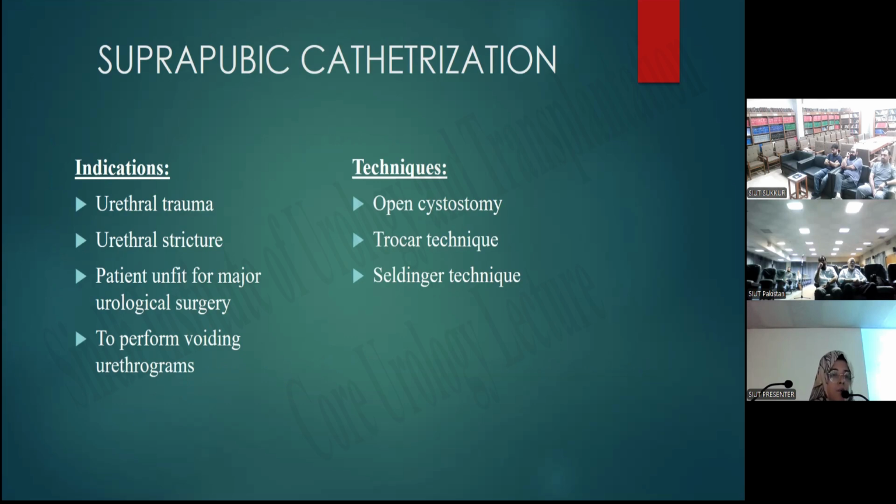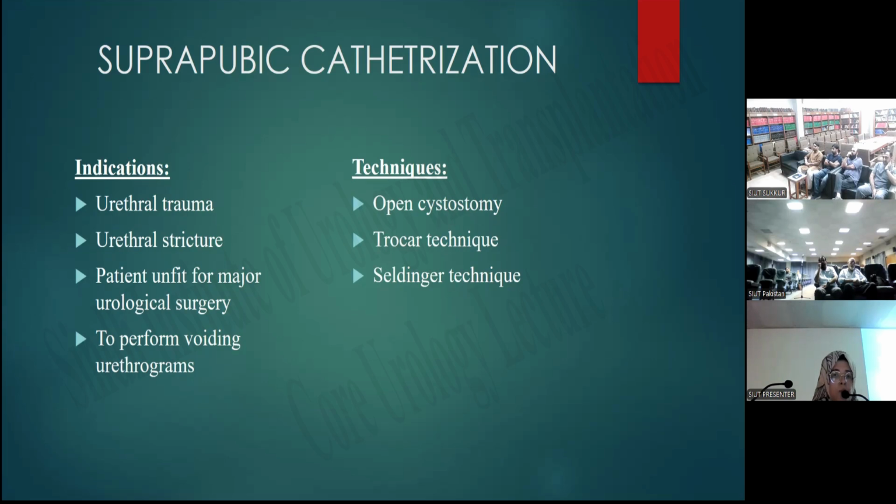The topic we are going to discuss now is suprapubic catheterization, and there are various indications for SP catheterization in which we cannot access the urethra. The indications include urethral trauma, urethral strictures, and patients requiring prolonged drainage who cannot undergo any major urological procedure. In that case, SP catheterization is done to avoid erosions and strictures, and for performing voiding urethrograms. The techniques for suprapubic catheterization include open cystostomy, the trocar technique, and the Seldinger technique.